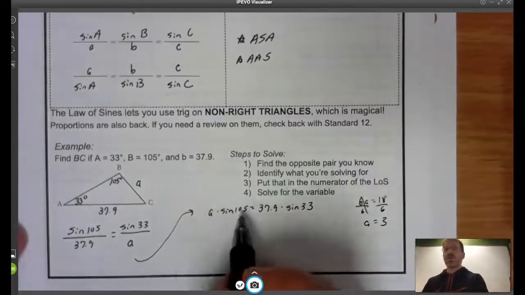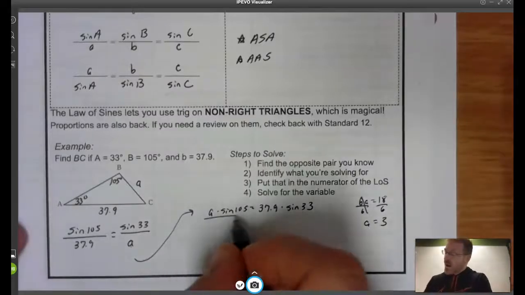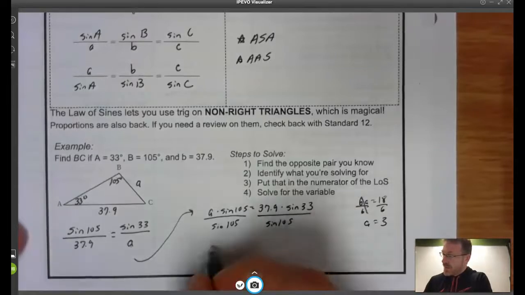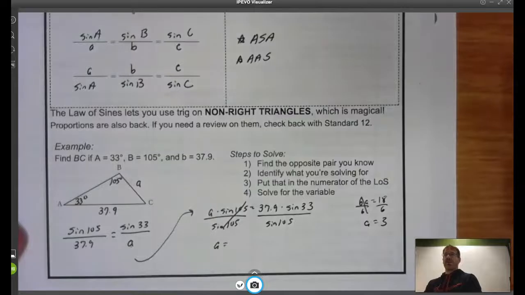All right, so remember, sine of 105 is just some number. It may not be an integer number like 6, but it's a number. So I'm going to divide by that number, sine of 105. I'm going to divide this side by sine of 105. And the reason I'm doing that, once again, is just to be more accurate with my answer at the end.